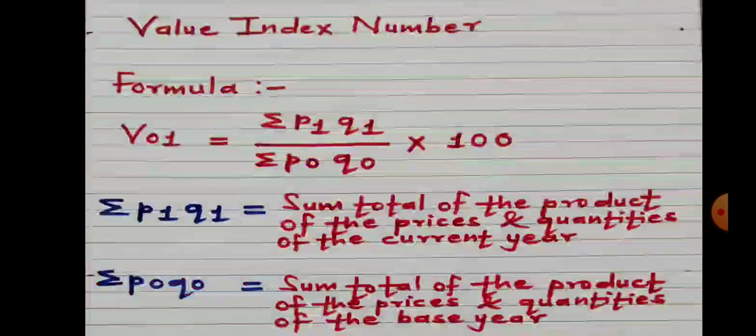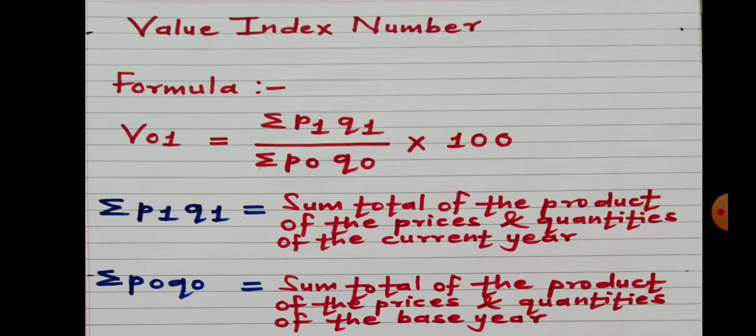Now the third index number is the value index number. In the value index number, we consider both factors, price as well as quantity. So price into quantity gives the value of the commodity. Now what is the formula in the construction of the value index number? V01 is equal to sigma P1Q1 divided by sigma P0Q0 into 100.